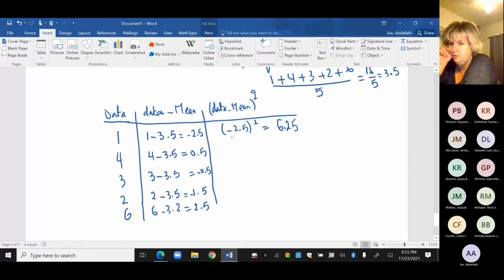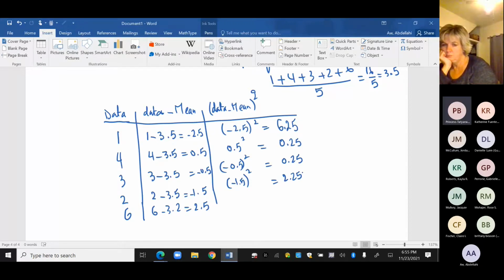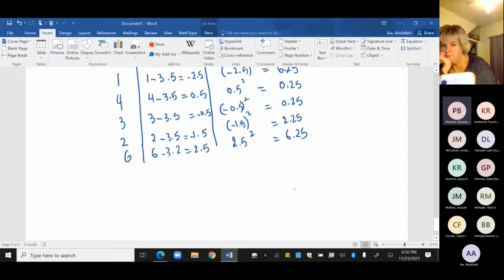If you use the calculator, you have to put parentheses around the negative sign. Yes, and 0.5 squared is 0.25, right? Negative 0.5 squared is also 0.25. Negative 1.5 squared is 2.25, right? But check that with me. And then finally 2.5 squared is 6.25, right?